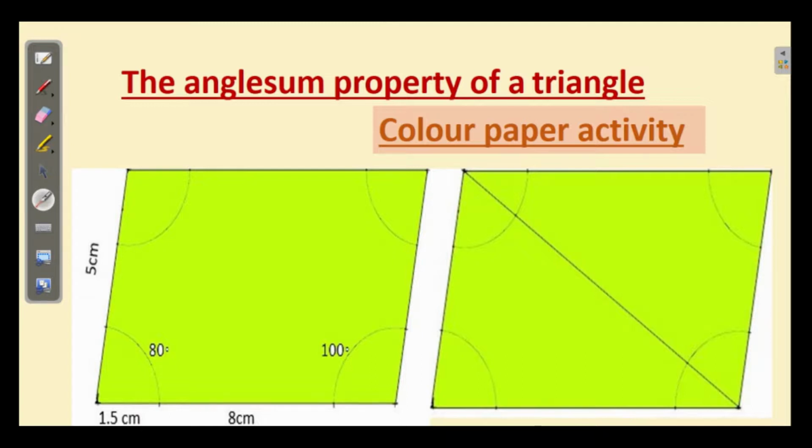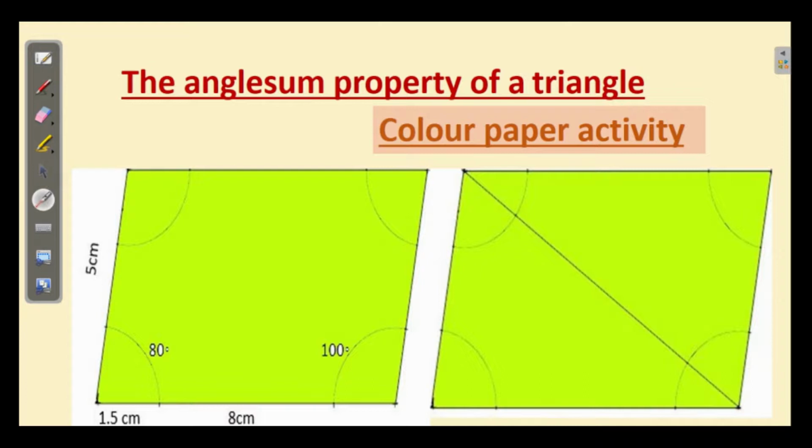So one parallelogram is ready. You have to make one more parallelogram of the same size. And then in both the parallelograms, you have to draw a diagonal. Diagonal means the line joining the opposite vertices of this parallelogram. Our aim is to find out the angle property of a triangle. So we got two triangles here, and three angles each for the two triangles. Then we have to color these angles.